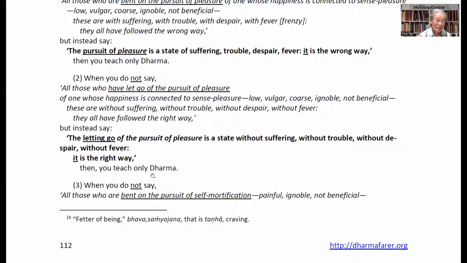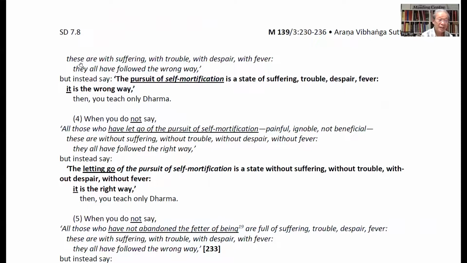Okay, then number three, when you do not say, "All those who are bent on self-mortification, painful, ignoble, not beneficial, they are with suffering and so on, they all have followed the wrong way." So this is the previous one. But instead say, "The pursuit of self-mortification is a state of suffering, trouble, despair, fever. It is the wrong way." Then you teach only Dhamma. So here, in other words, the action of doing self-torture is what brings pain. So we don't say that person is suffering. No, we say this action of self-torture brings suffering. So here we talk about the action.